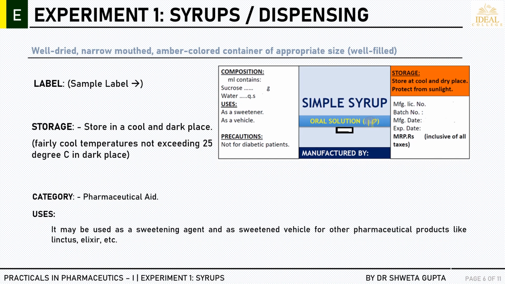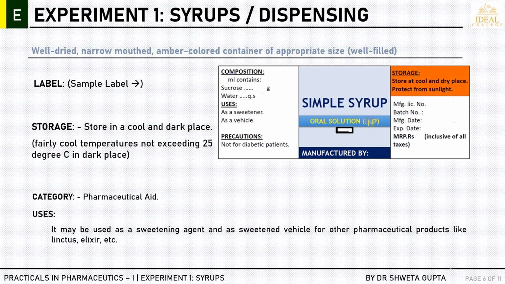The label should contain the name of the formulation, IP, BP, USP, whichever standards are followed, total quantity of the formulation in that container, composition, category, uses, direction for use, precautions, storage conditions, and other information like manufacturing license number, batch number, manufacturing date, expiry date, MRP, manufactured by, etc. For storage, the syrups should be stored at fairly cool temperatures not exceeding 25 degrees Celsius in a dark place.